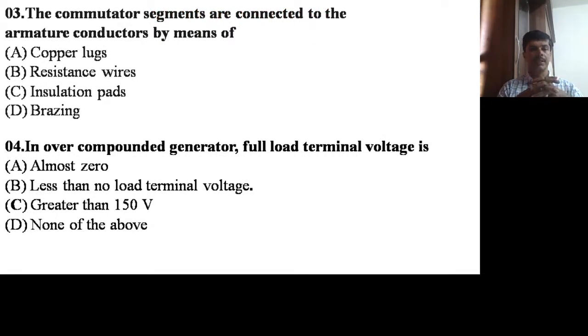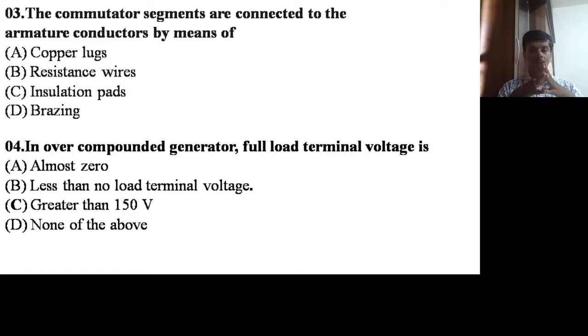Next one is, the commutator segments are connected to the armature conductor by means of what? Copper lugs or risers. So each commutator segment will be connected to the end of the commutator with the help of risers or copper lugs.